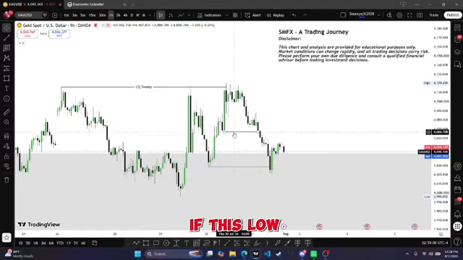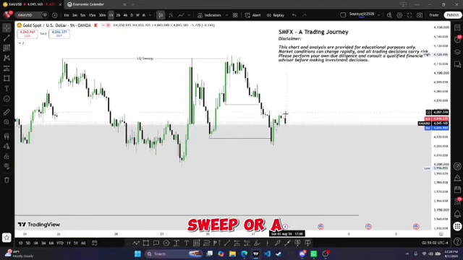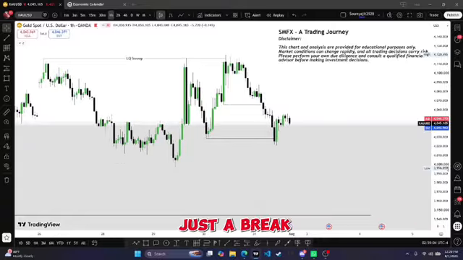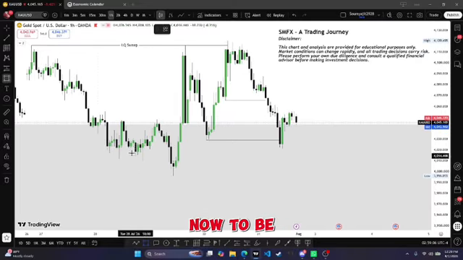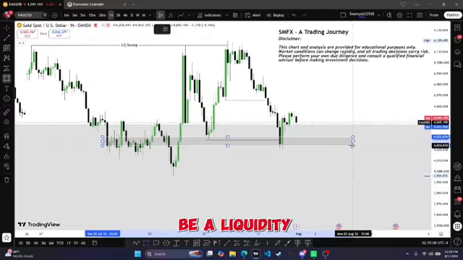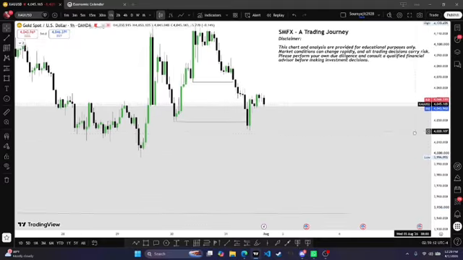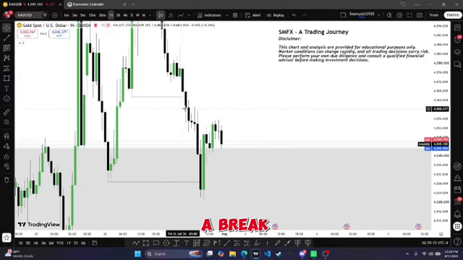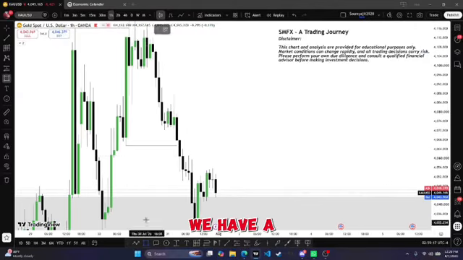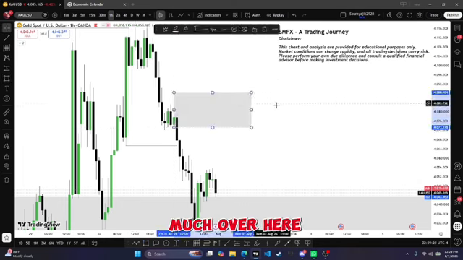Now the question comes if this low is a liquidity sweep or just a break. To be honest, for me this should be a liquidity sweep, but it depends. Since price is still reacting, I would assume this is a break. So we have a selling opportunity very much over here.